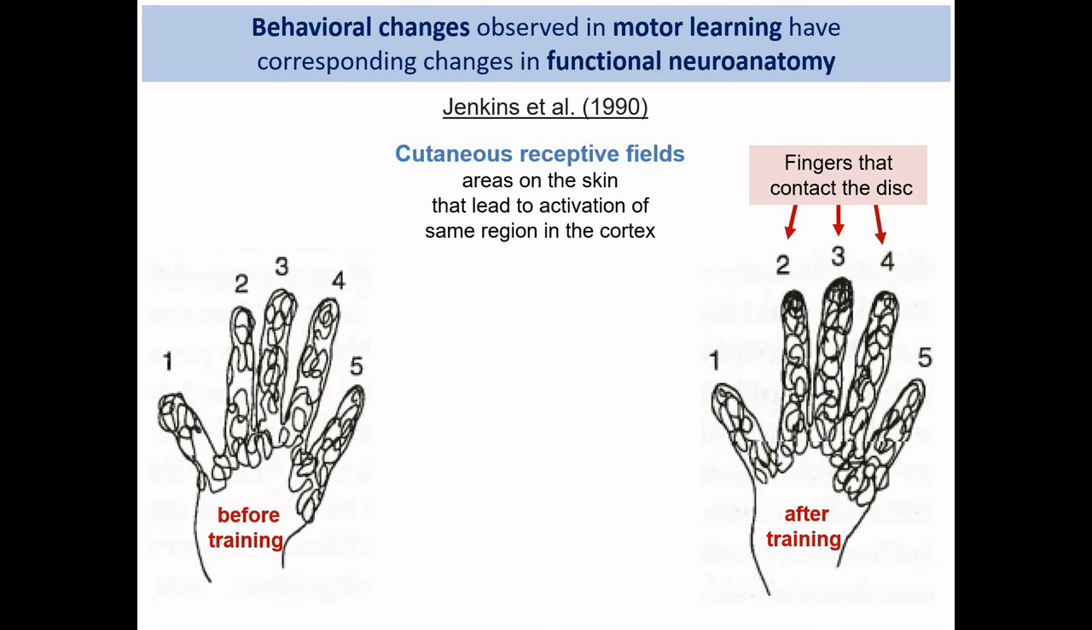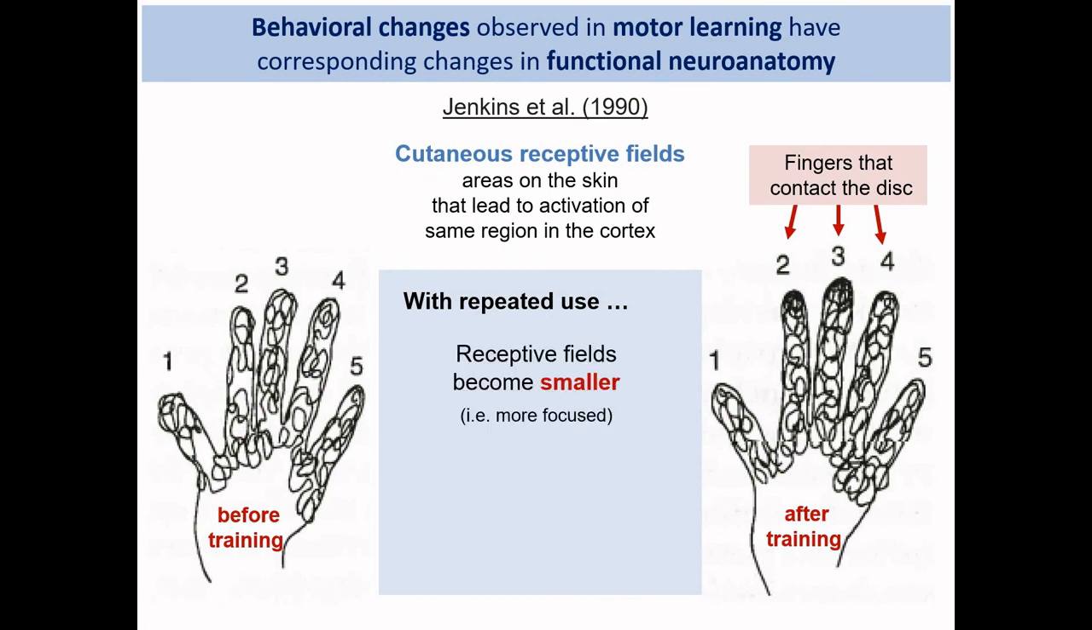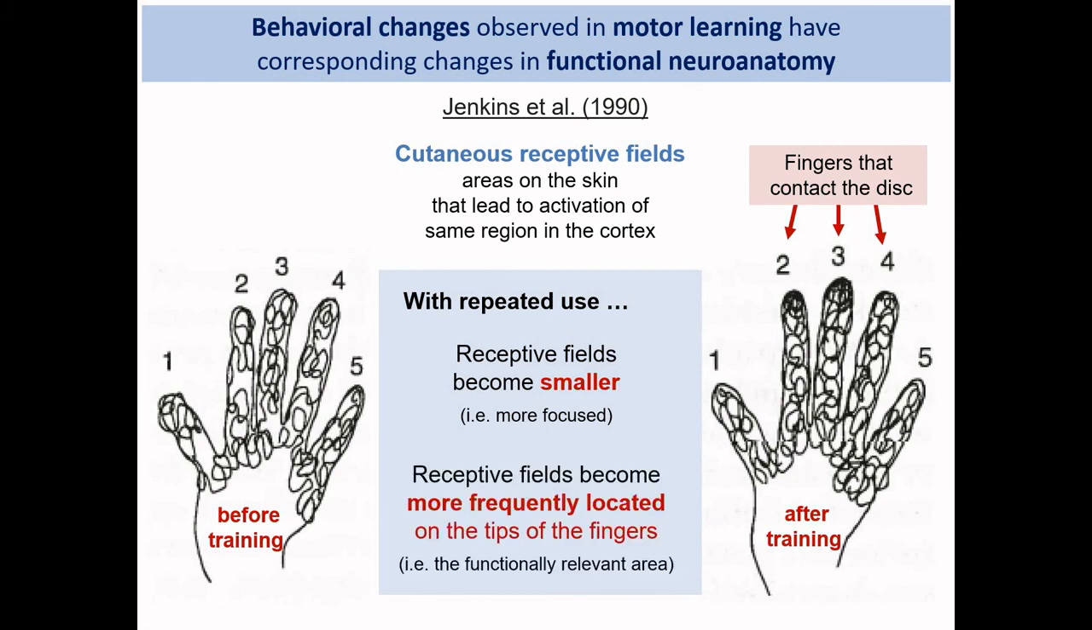These are the fingers that the monkeys are using to stop the disc from moving. More precisely, it was the tips of these 3 fingers that are making contact with the disc. So what are we seeing here? We're seeing that with repeated use, the cutaneous receptive fields that are recorded within the cortical representation zones are becoming smaller. Another way of thinking about this is that the areas are becoming more focused. The fields are also becoming more frequently located at the tips of the fingers. In other words, they are in the functionally relevant area.